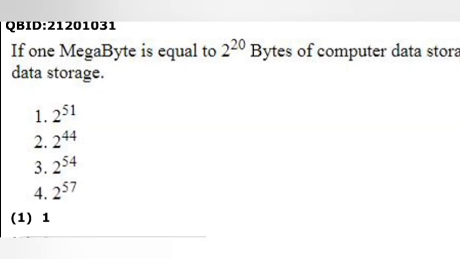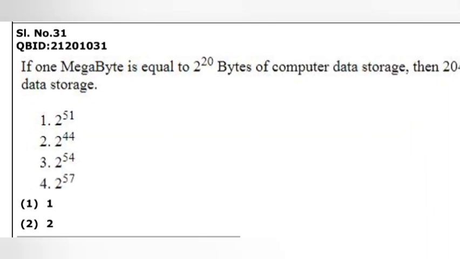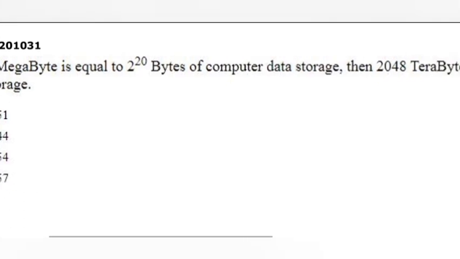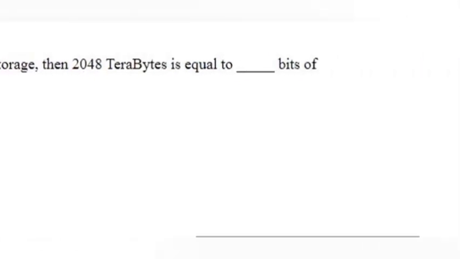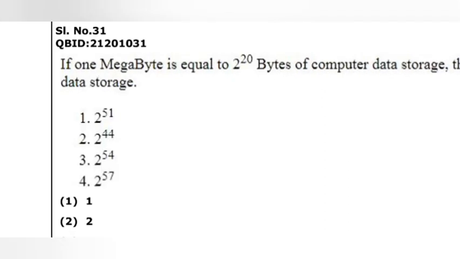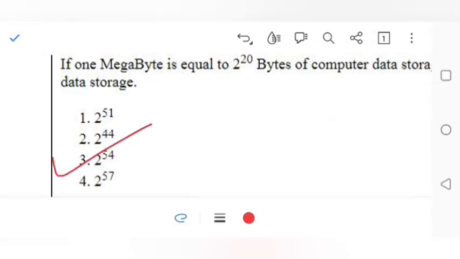31 says, if 1 megabyte is equal to 2 to the power 20 bytes of computer data storage, then 2048 terabytes is equal to dash bits of data storage. The options are 251, 244, 254, 257. It will be 254.